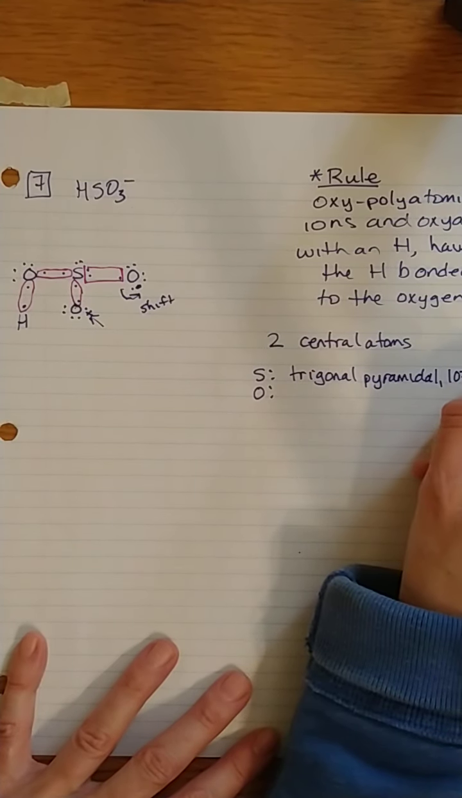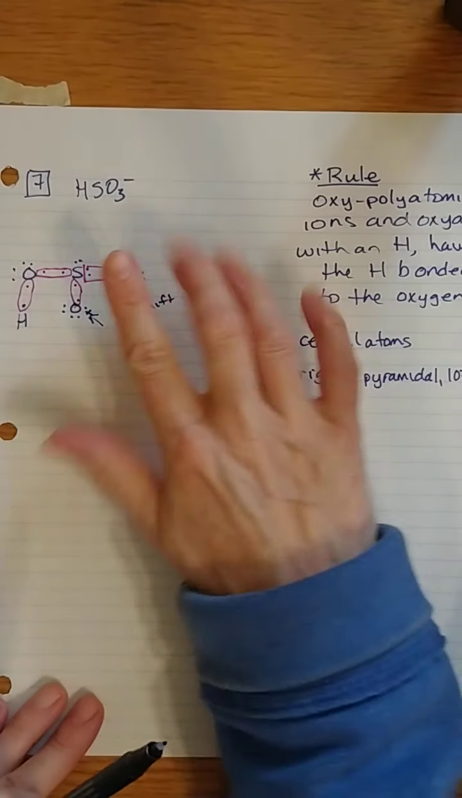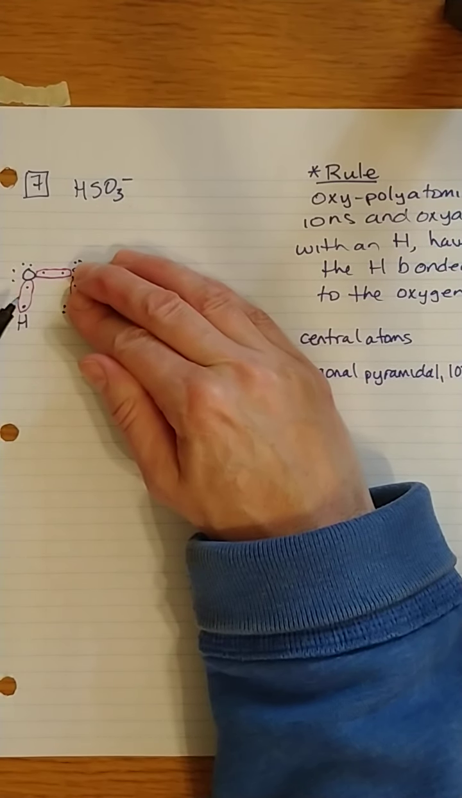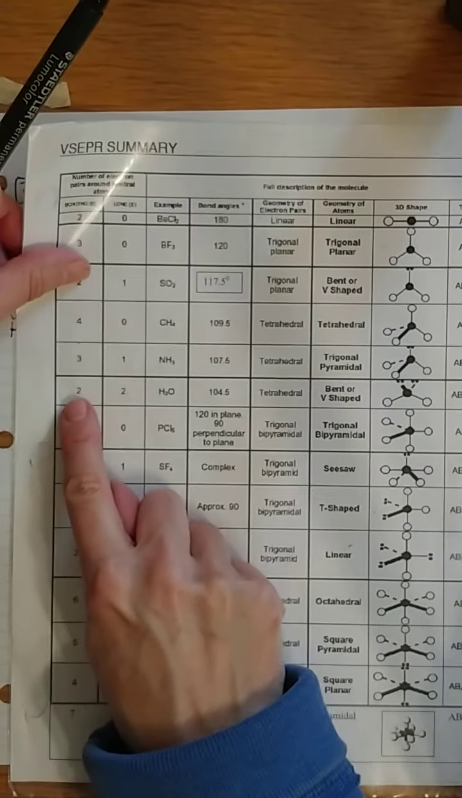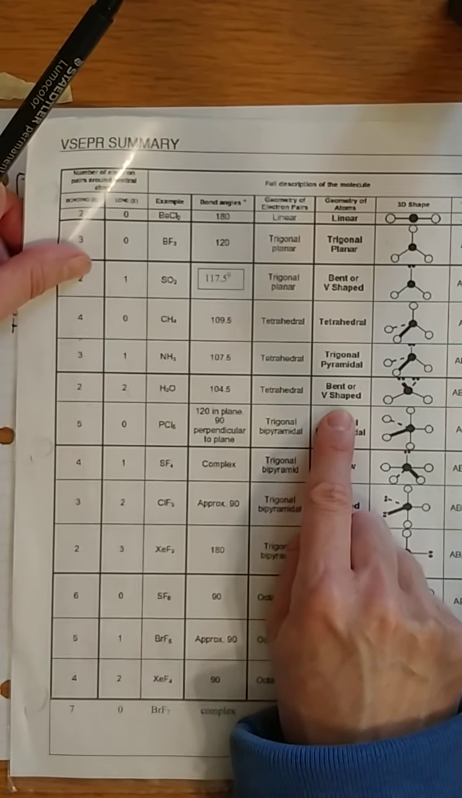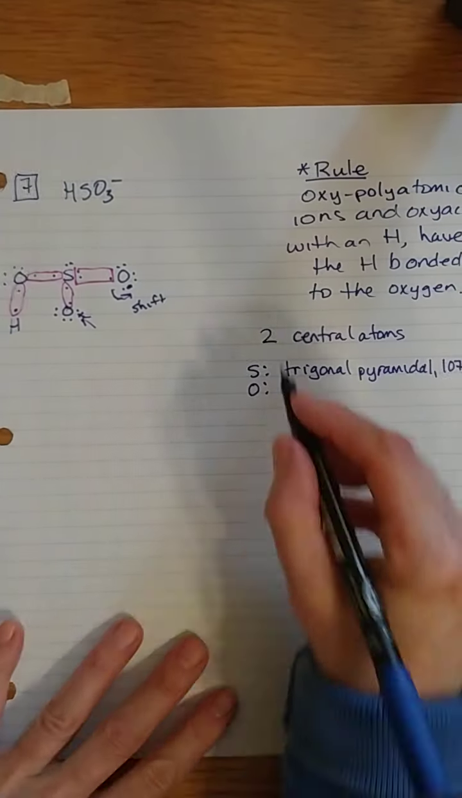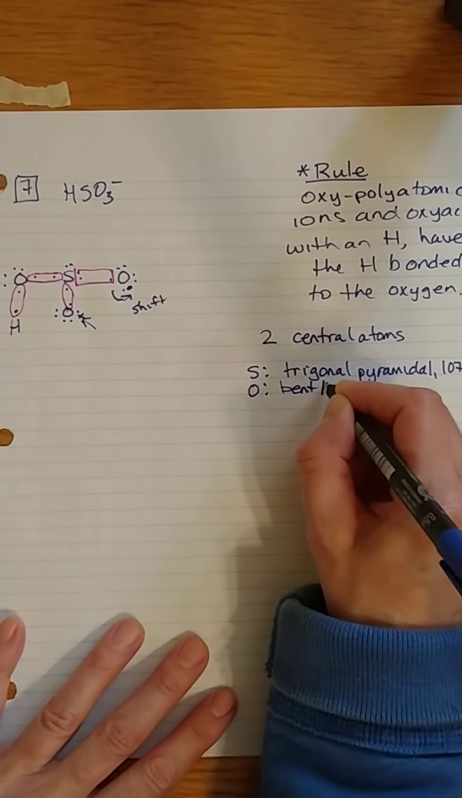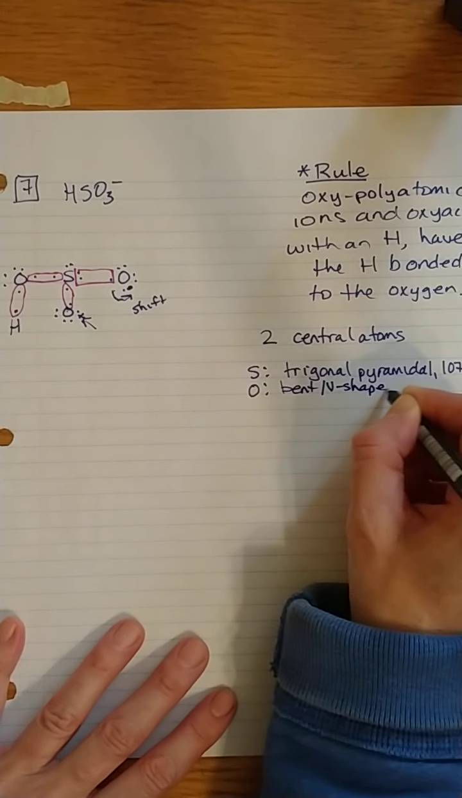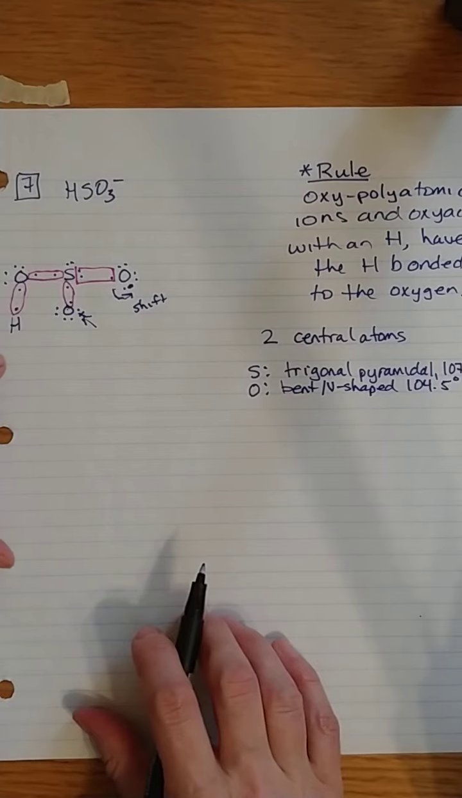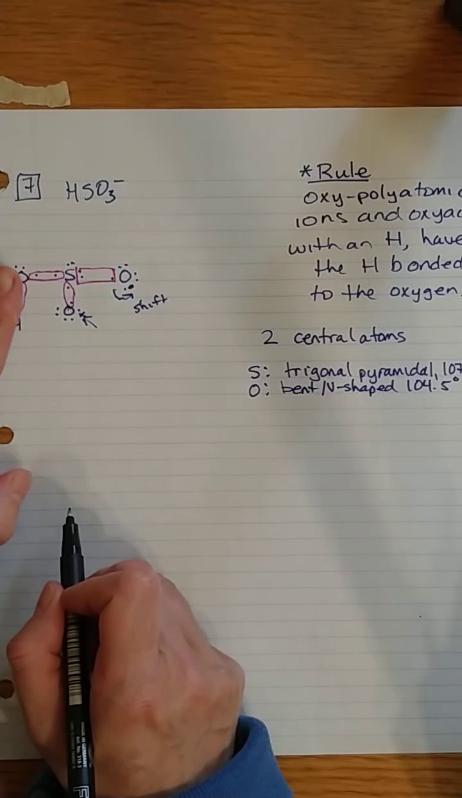at 107.5 degrees. Let's cover up the S and what comes off of it. Look at the O. The O has 2 bonded pairs and 2 lone pairs. So we've seen this one before, 2 and 2. It's bent or V-shaped at 104.5 degrees. So bent, V-shaped at 104.5 degrees. So now when we go to draw this to VSEPR shape, let's cover this up.